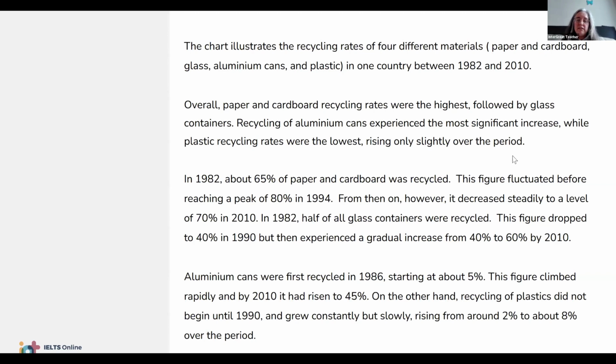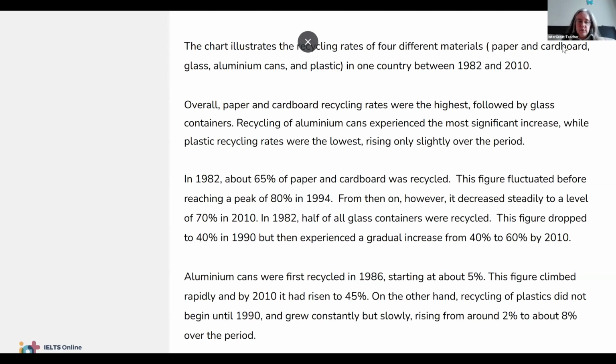This figure fluctuated before reaching a peak of 80% in 1994. From then on, however, it decreased steadily to a level of 70% in 2010. In 1982, half of all glass containers were recycled. This figure dropped to 40% in 1990, but then experienced a gradual increase from 40% to 60% in 2010.